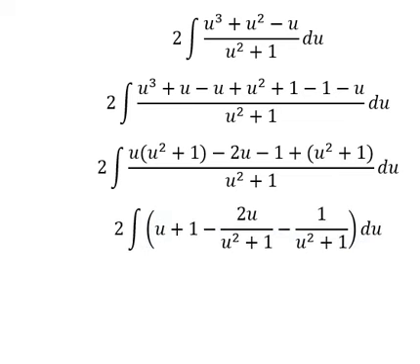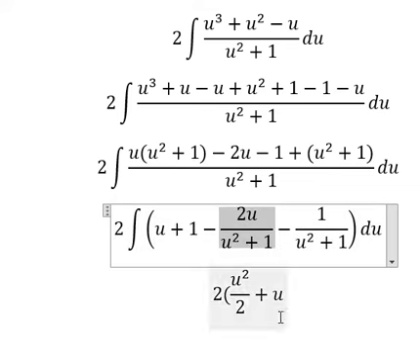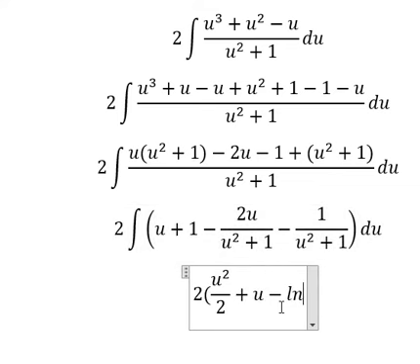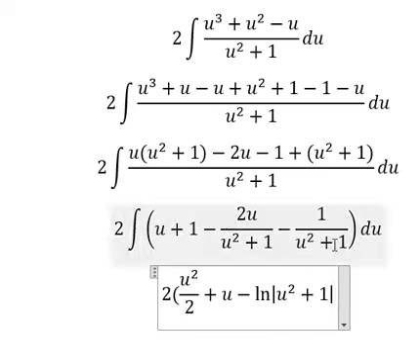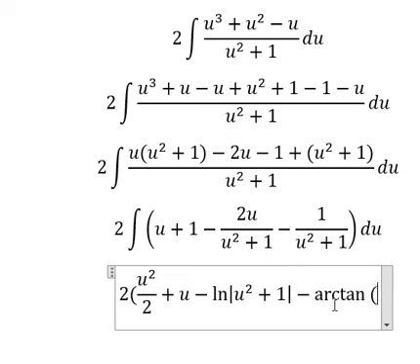And now we can get the final answer. About u, we have u squared over 2. About number 1, we have u. About this one, we have ln of the absolute value of u squared plus 1. About this one, we have arctan of u.